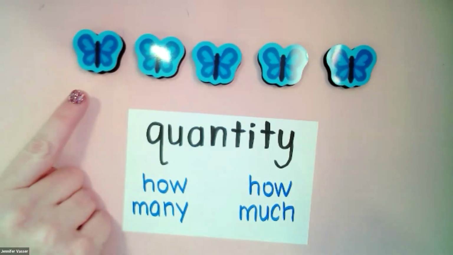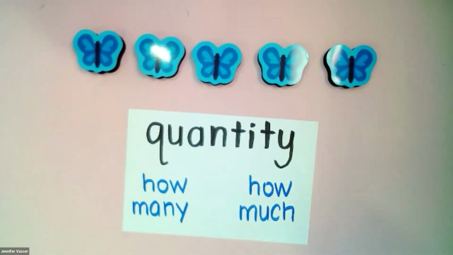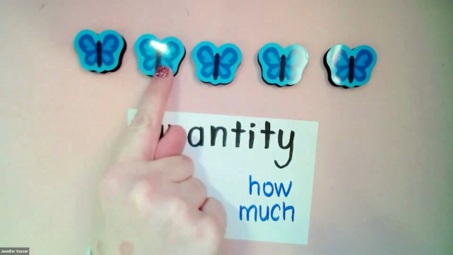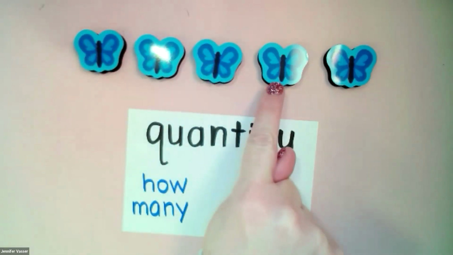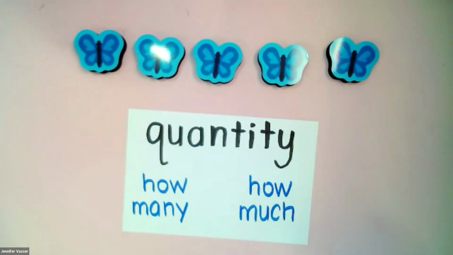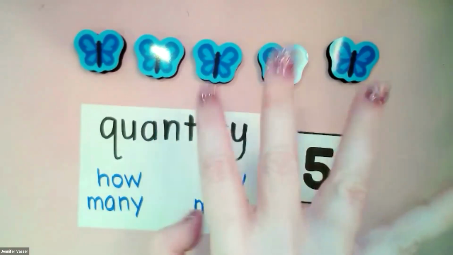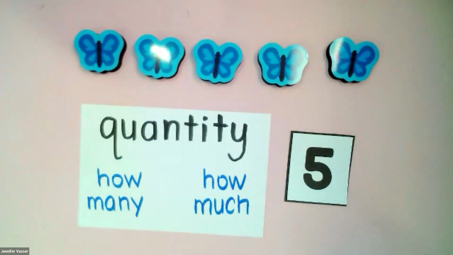Look at the set of butterflies. How many butterflies do you see? Let's touch and count each butterfly. Here we go. Ready? 1, 2, 3, 4, 5. The quantity is 5. And I can represent the number 5 using the written numeral 5. 5 fingers. I can even use 5 dots.